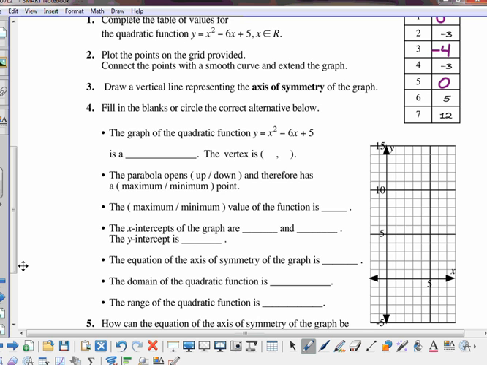Okay, so let's plot this on the grid that they gave us. So here's our x-axis and our y. -1 and 12, was it? Then they give us 0, 5, 1, 0, 2 and -3, 3 and -4, 4 and -3, 5 and 0, 6 and 5, 7 and 12. Let's plot those points.